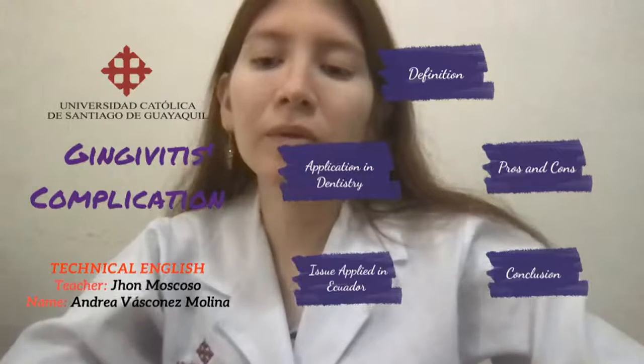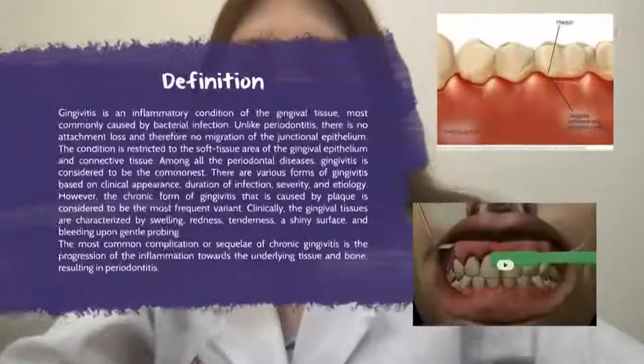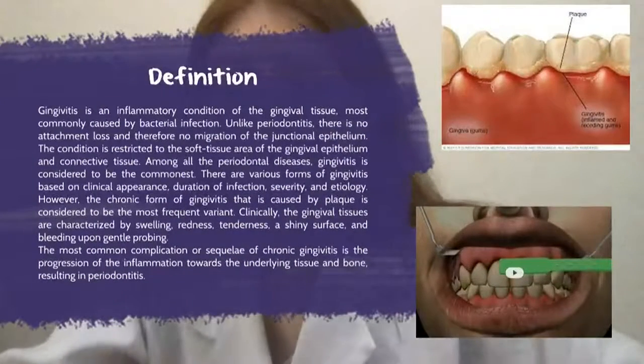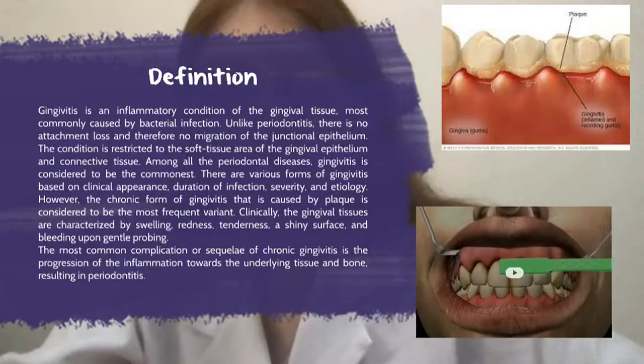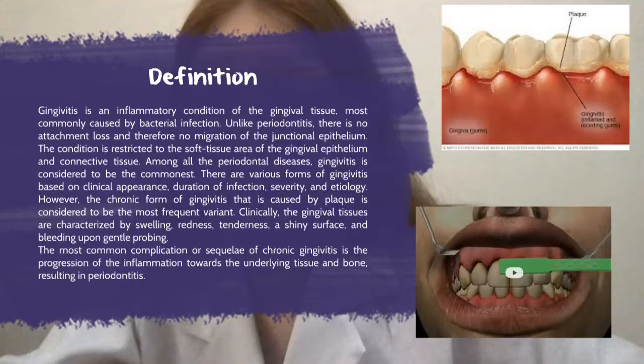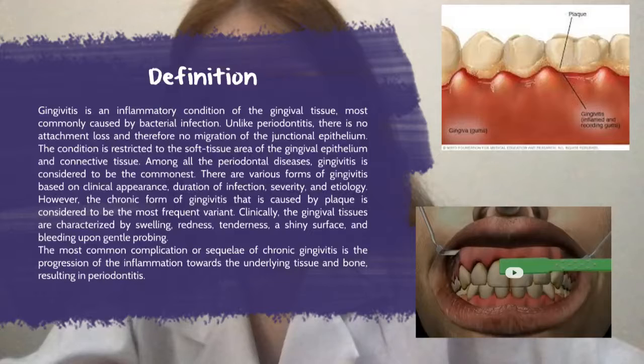Today I'm going to talk about gingivitis complication. Definition: Gingivitis is an inflammatory condition of the gingival tissue, most commonly caused by bacterial infection. Unlike periodontitis, there is no attachment loss and therefore no migration of the junctional epithelium. The condition is restricted to the soft tissue area of the gingival epithelium and connective tissue.